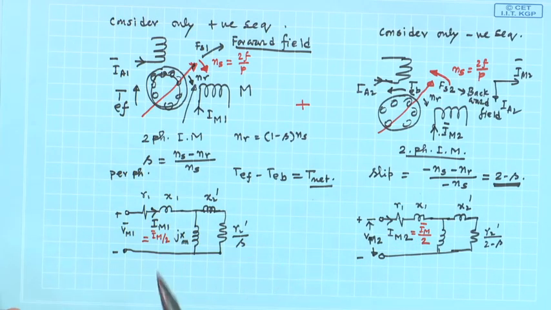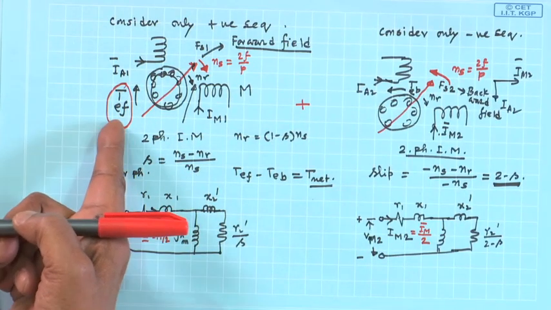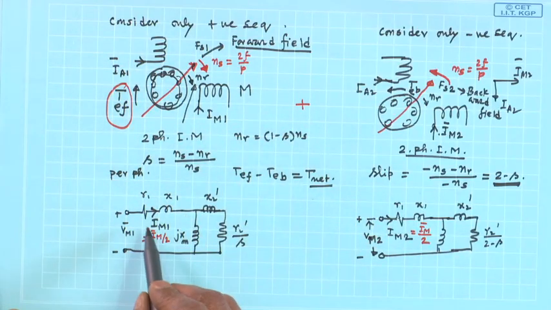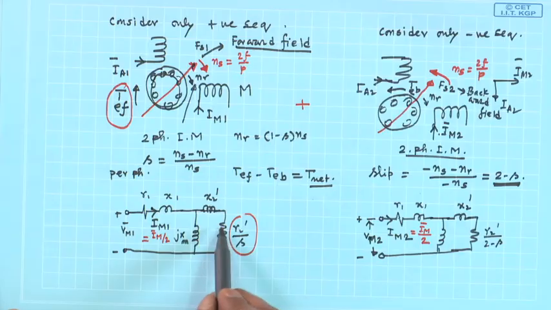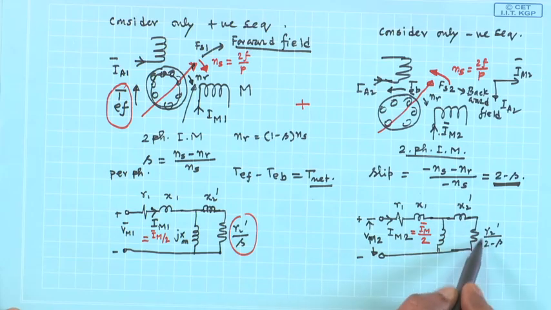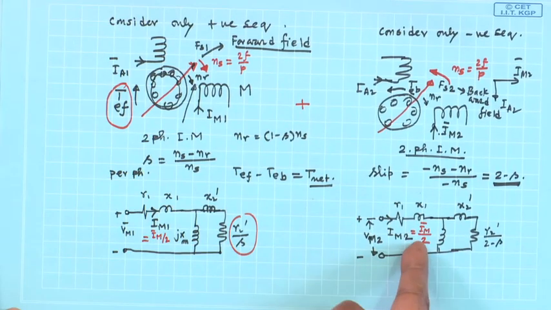Acha, what will be the value of this TEF, electromagnetic torque developed by this forward field or forward motor, sometimes it is called? It will be this power, that is this current is known. So, I will find out parallel combination, find out this current square into R2 dashed by S. What will be the torque developed here? This current square into R2 dashed by 2 minus S into 2 phase, it is a balanced 2 phase motor.